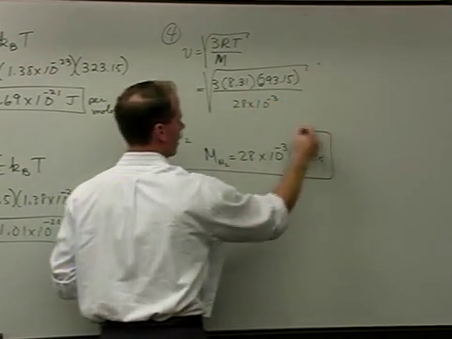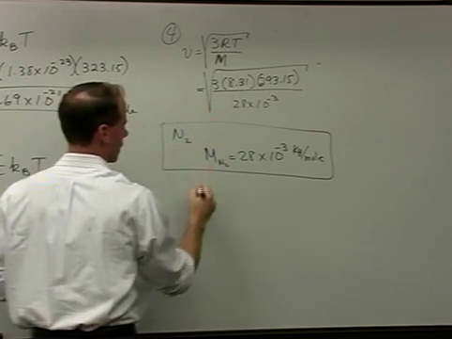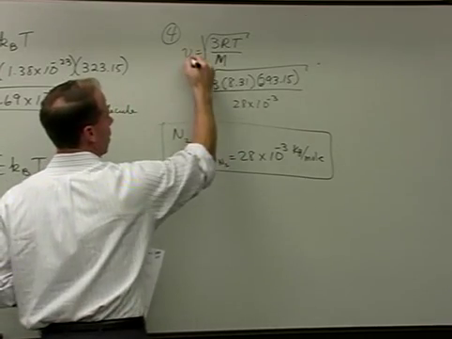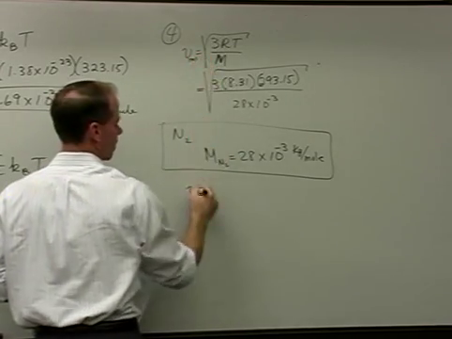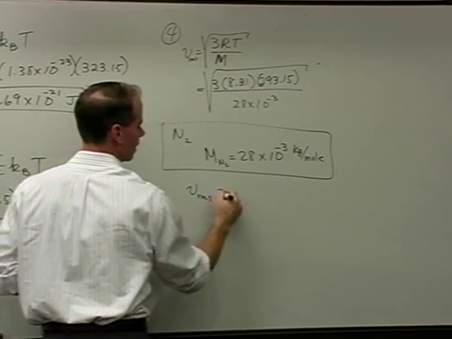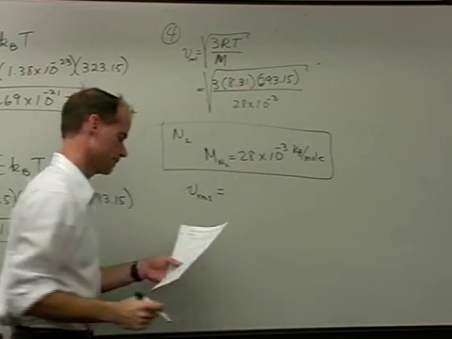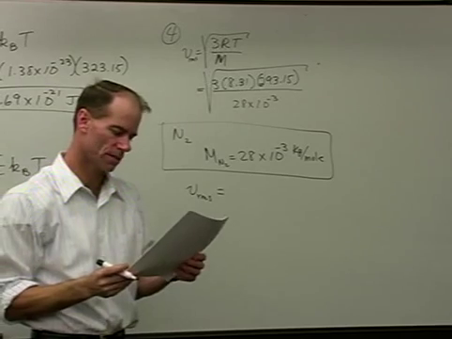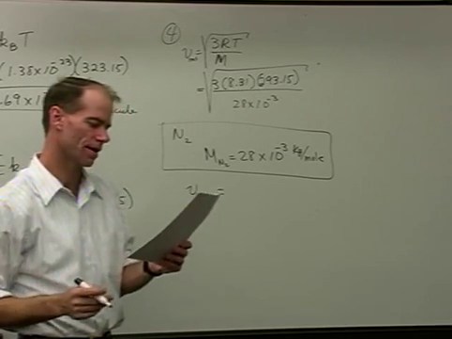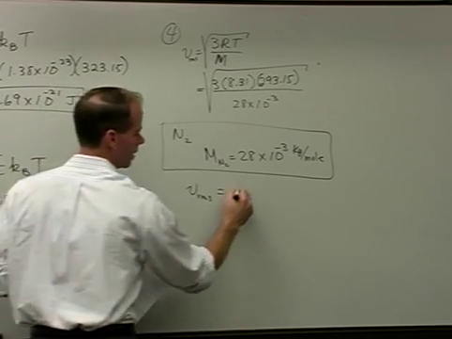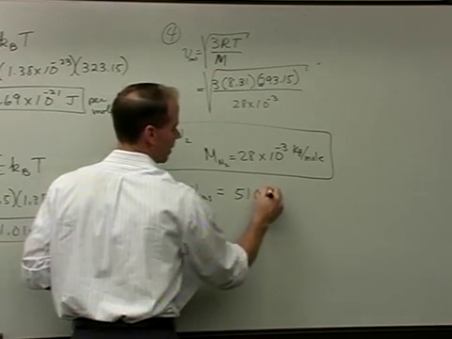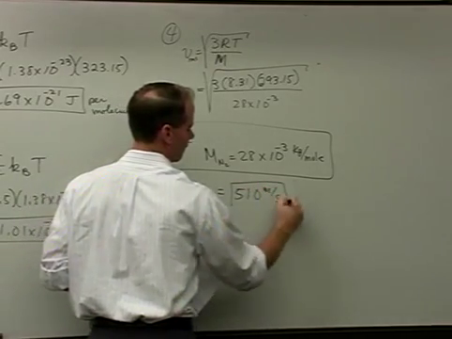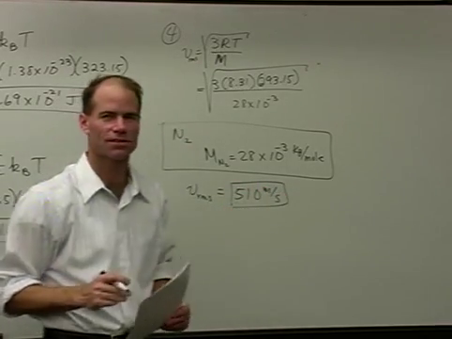There's just a little sideline here. So our V, I could have put an RMS on this. Our root mean square velocity is all this. And what is all that? That is 510 meters per second. So that's our answer.